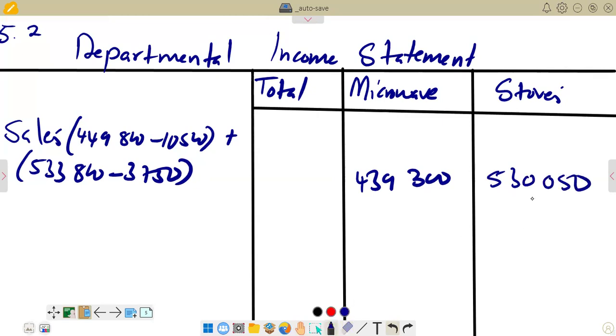530,050. So if you add the two now, say 530,050 plus 439,300, you're going to get the total here, which is going to be now 969,350. So this is what we have. So this is what we have according to sales.